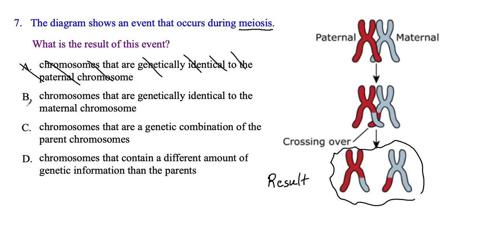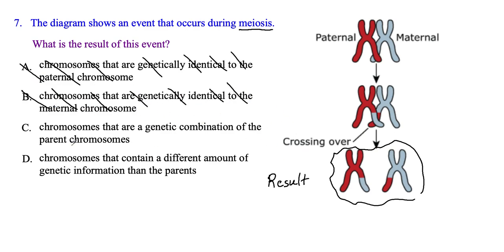What about B? Are the chromosomes identical to the maternal chromosome? Well, here's the maternal chromosome at the beginning. Are these resulting chromosomes identical in color to the maternal? No. The maternal is kind of this bluish gray color. I'll call it light blue. And these resulting chromosomes aren't light blue. This is not totally light blue, and this one isn't either. B's gone.